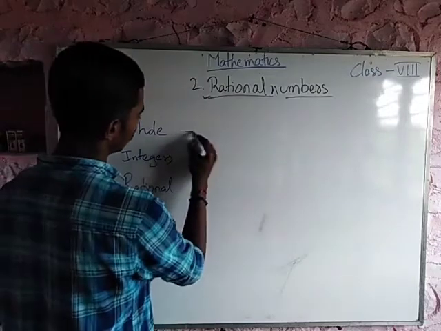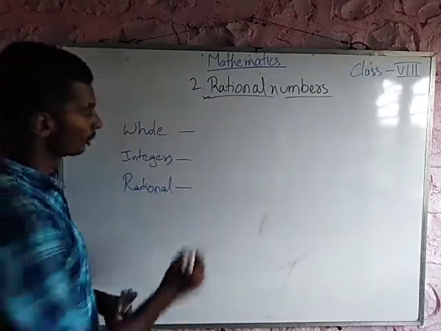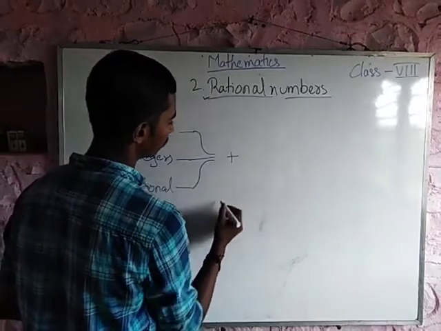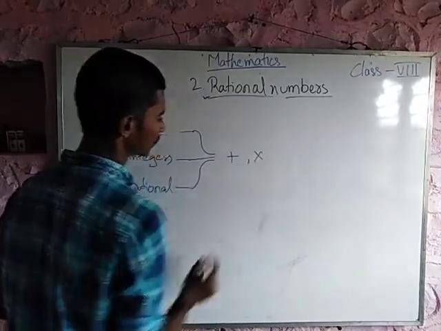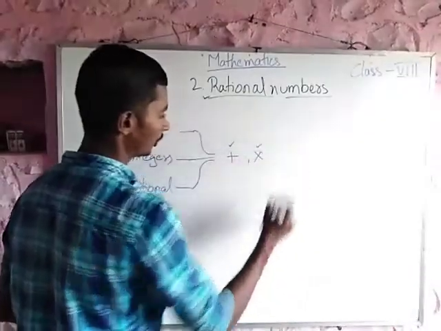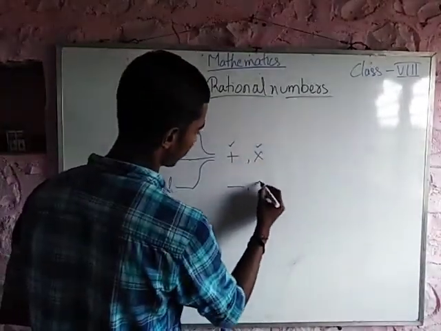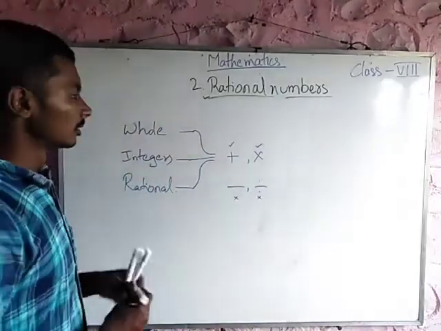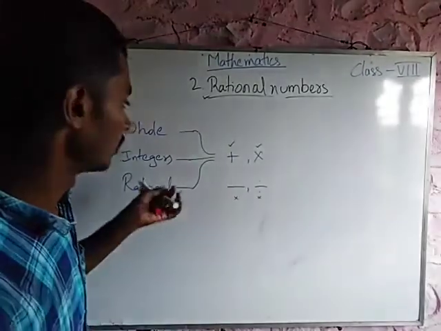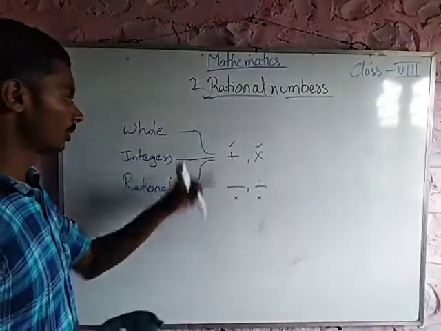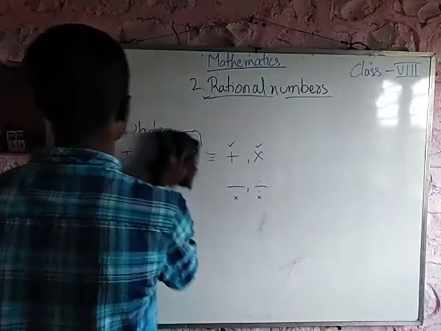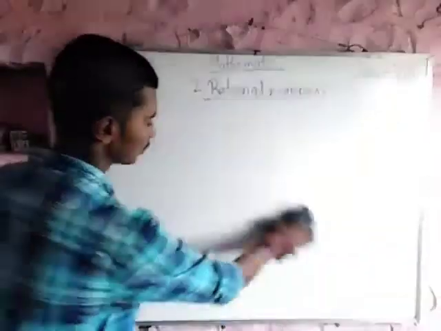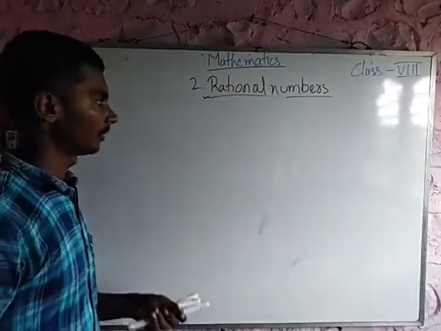Okay, they are commutative. All the three are commutative for addition and multiplication. Okay, they are commutative, and for subtraction and division they are not commutative. Okay, this is the simplest way to keep in mind or remember the commutative property and its accordance with whole numbers, integers, and rational numbers.